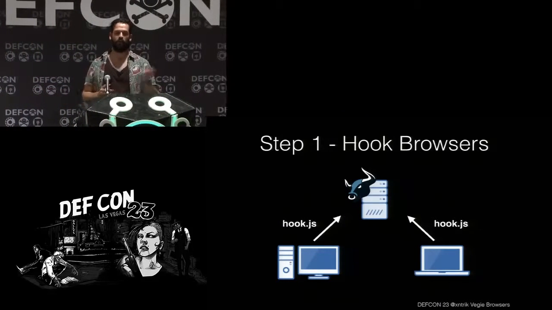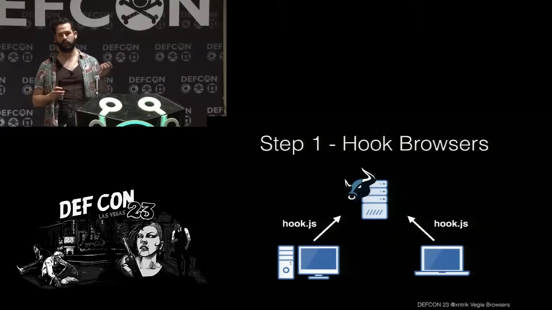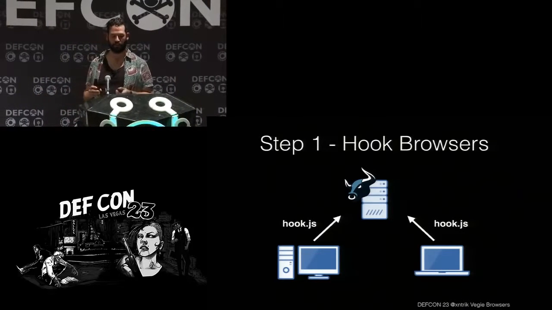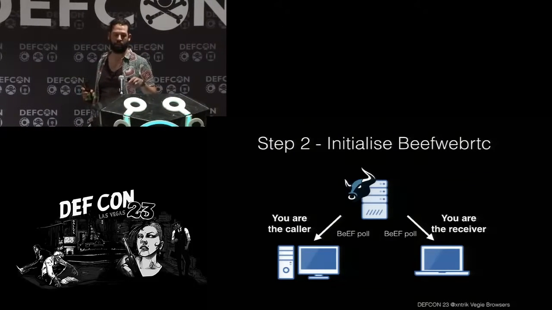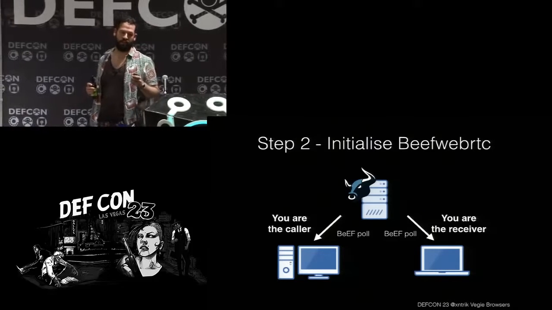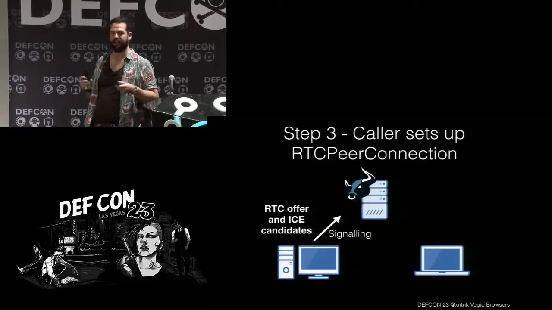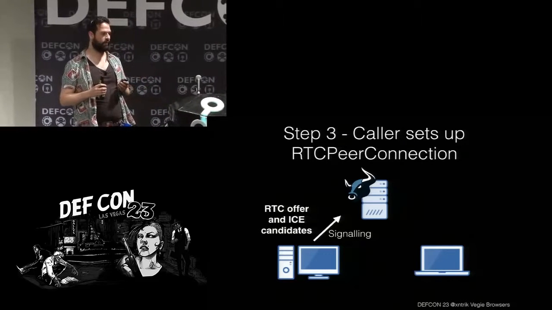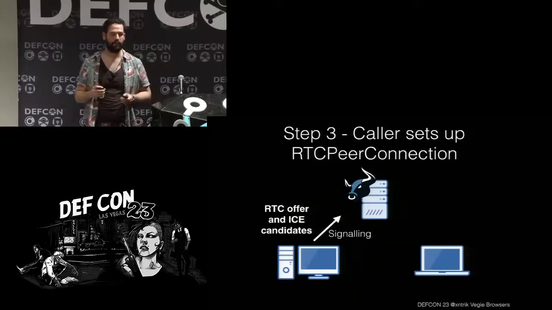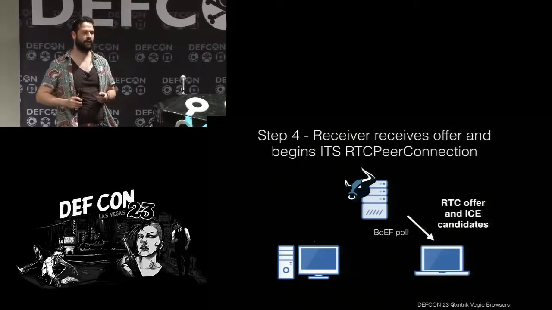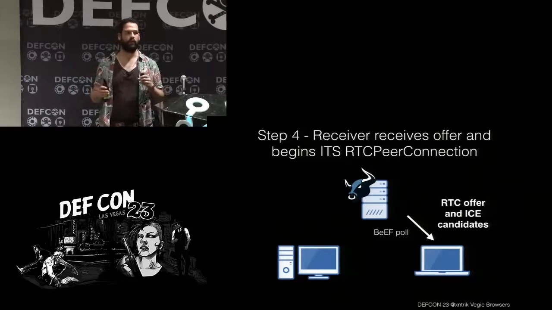And then just like normal, you have these two browsers which are talking to your BeEF server. At this point, with the WebRTC extension enabled, you will also be able to start to command them. So you basically tell one to be the caller, one to be the receiver. The caller establishes its session description protocol information and sends the signaling information back up to the BeEF server as the signaling server, which then gets sent back down to the receiver, who then goes, oh, okay, cool, now I've got this offer.